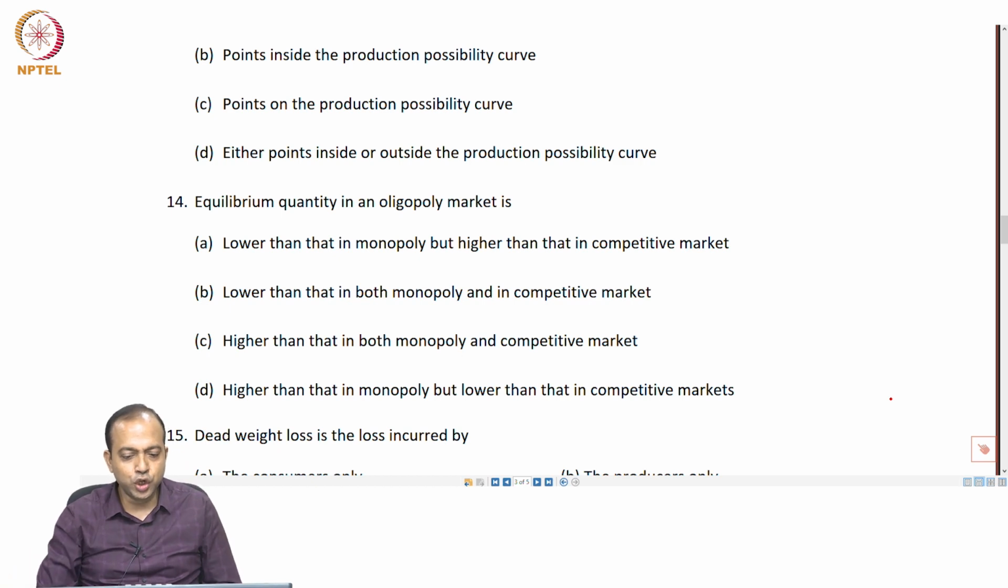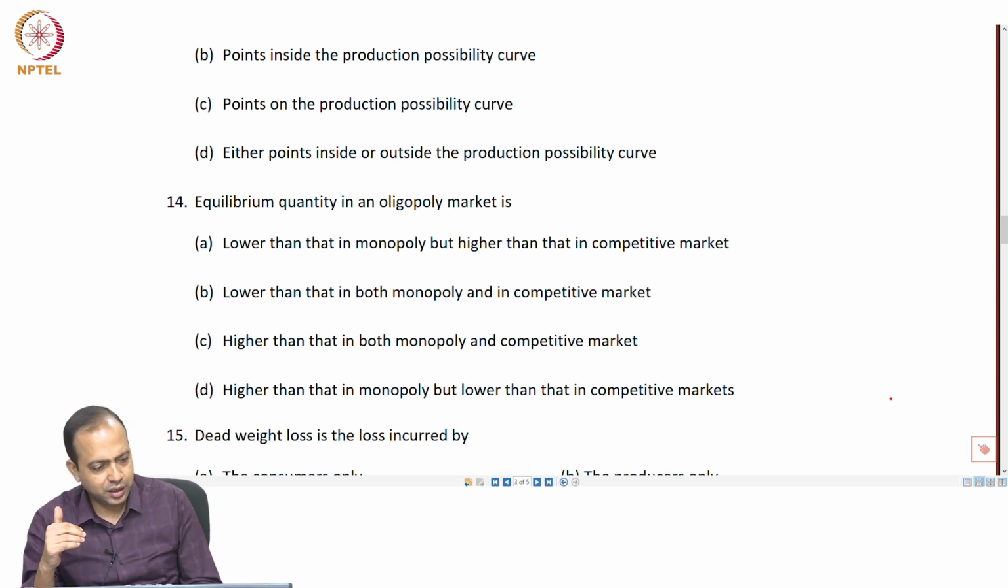Equilibrium quantity in an oligopoly market is lower than that of monopoly but higher than competitive market; lower than that of monopoly and in competitive market; higher than both monopoly and competitive market; higher than that of monopoly but lower than that of competitive market. See, equilibrium quantity, that means supply, depends on the number of firms in the market.